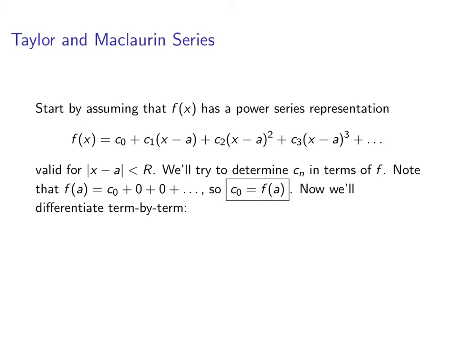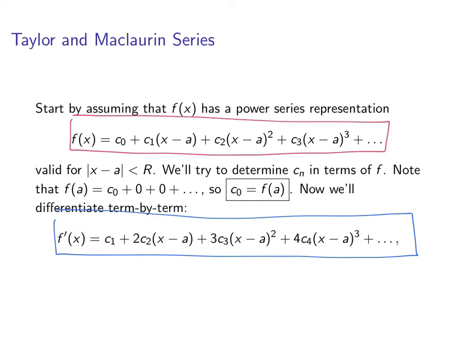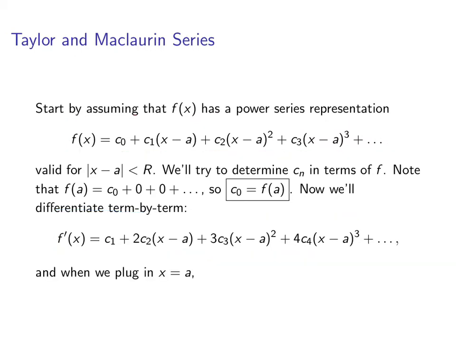So the next thing we're going to do is differentiate term by term. If we take our power series, which looks like this, and we differentiate term by term, we should get this here. Make sure that when you differentiate each term, you get some new term, and make sure you see how we got there. Now we're going to plug in x equals a again. Notice that when we do that, pretty much everything disappears. And now we get c1 is equal to f prime of a. On the left-hand side, we have f prime of x.